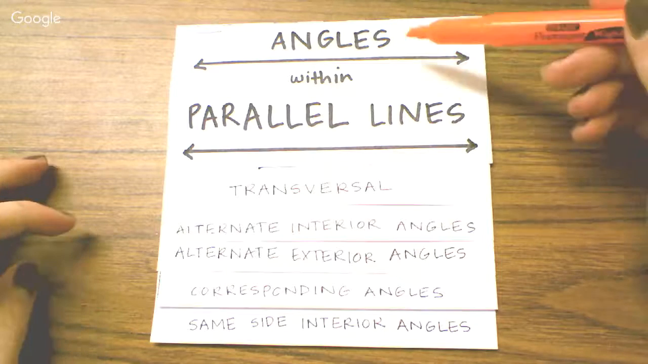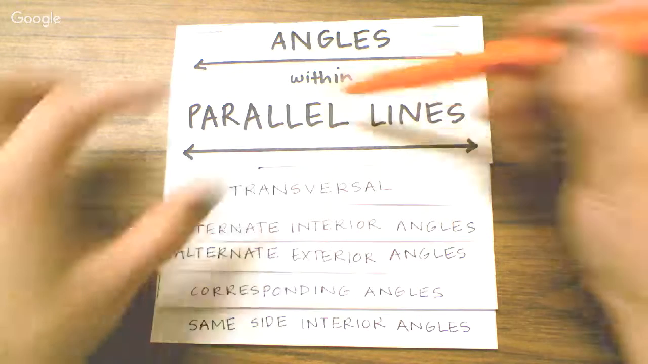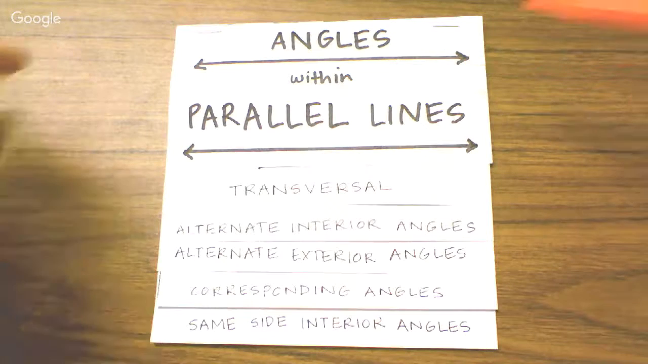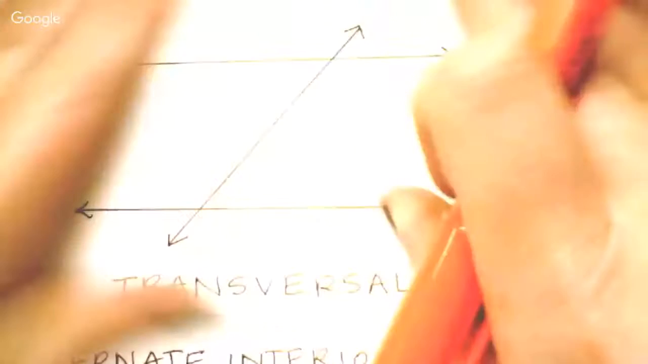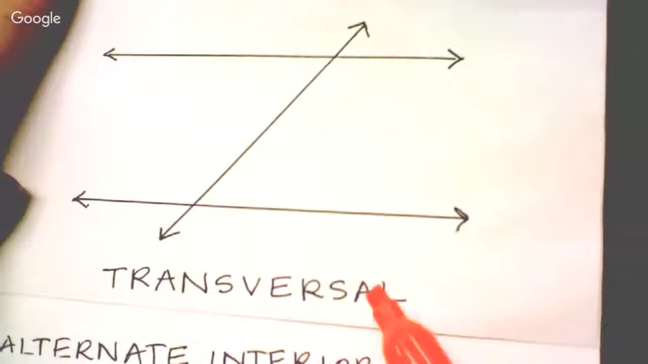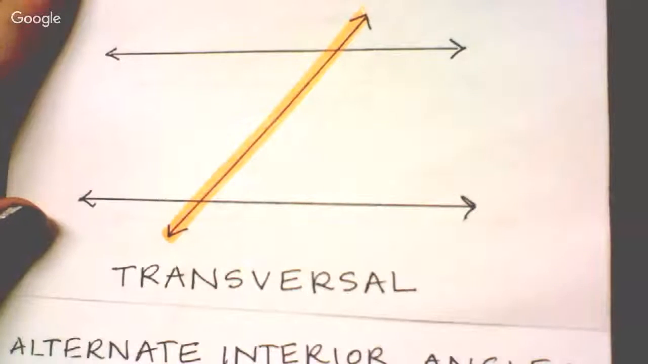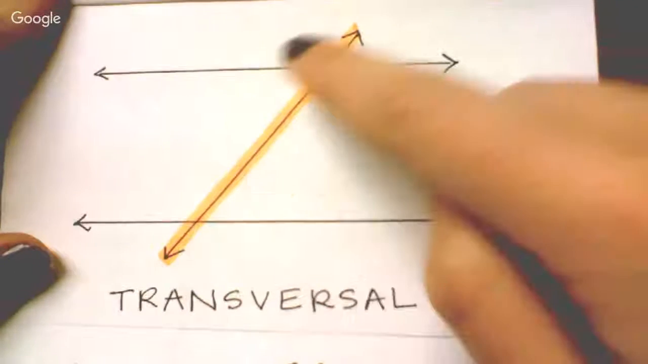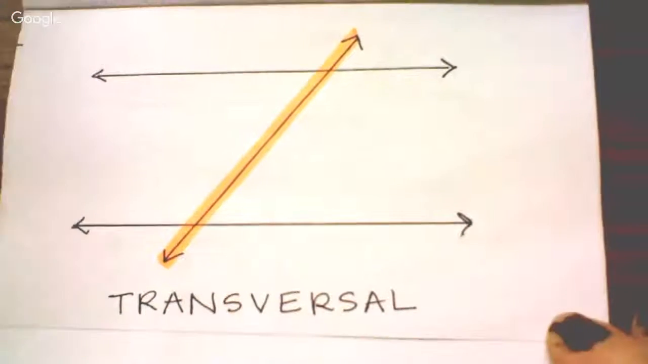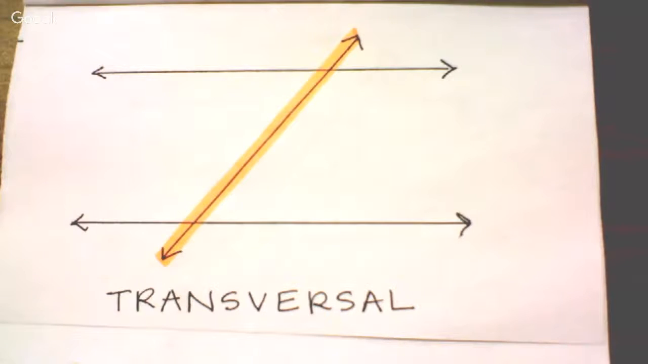All right, we're going to talk about angles within parallel lines. Parallel lines are lines that never intersect. So the way that we form an angle is by using a transversal. A transversal is just the line that cuts through. A transversal then creates angles within the parallel lines that have special properties.